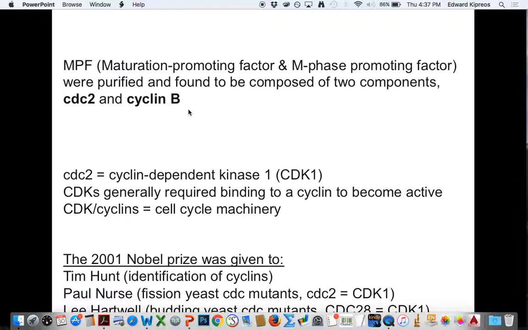Okay, and so basically the people who were working on MPF did not get the Nobel Prize for that reason. But Paul Nurse, who did the fission yeast work, he got CDC2, which we're now going to call CDK1. Lee Hartwell, who did the budding yeast work, got CDC28, which is also called CDK1. And then Tim Hunt, who did that sea urchin work, he got cyclins. So these guys are the ones who got the Nobel Prize in 2001.